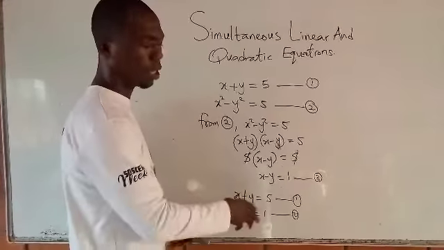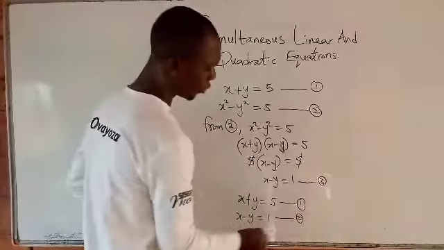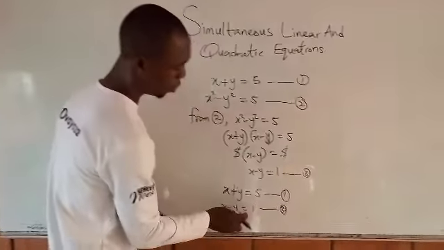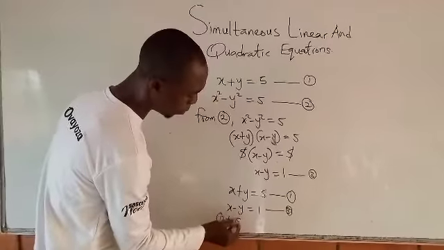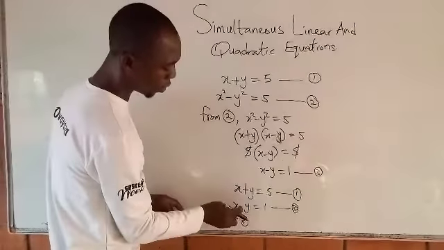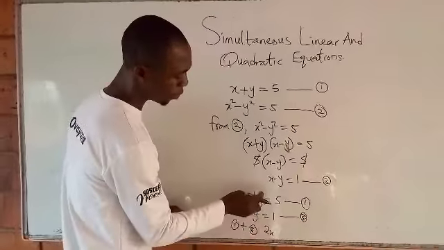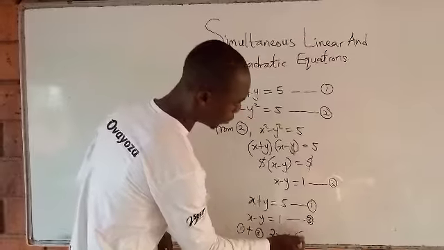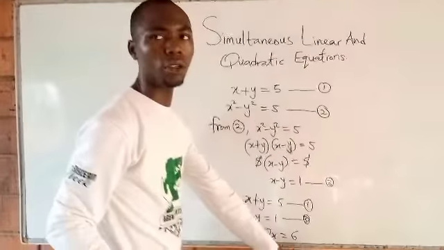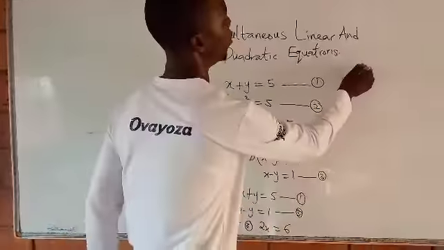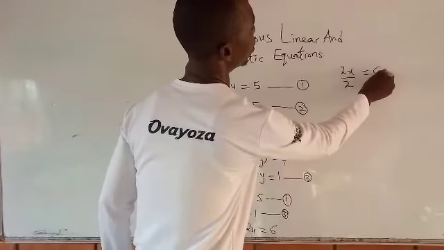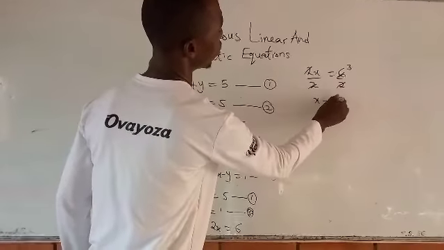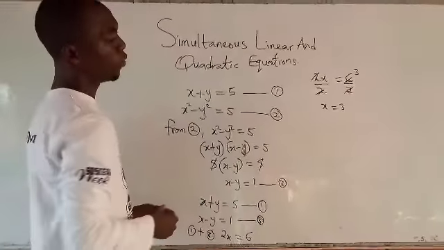So to use elimination method, we can just simply add equation 1 plus equation 3. x plus x is 2x. This is plus y and minus y. They will cancel out each other. 5 plus 1 is 6. So now we have 2x equals 6. So if you divide both sides by 2, 6 divided by 2 is 3. That means x equals 3. So we've gotten the value of x to be 3.